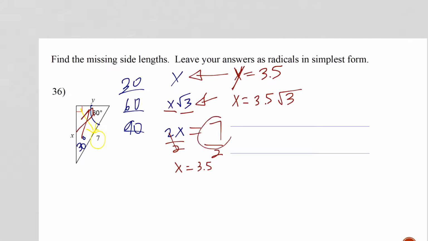So the hypotenuse is 7. The 30-degree angle corresponding side, which is labeled y, is 3.5. On the 60-degree corresponding side, which is labeled x, is 3.5 square root of 3.